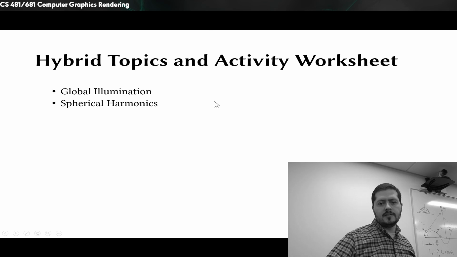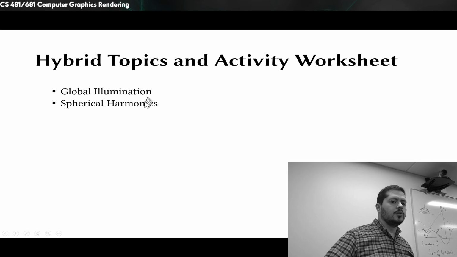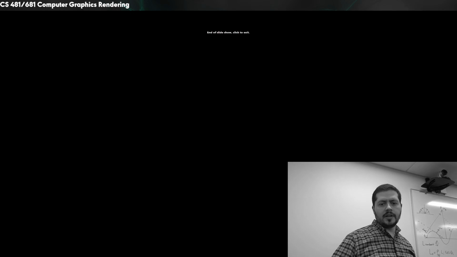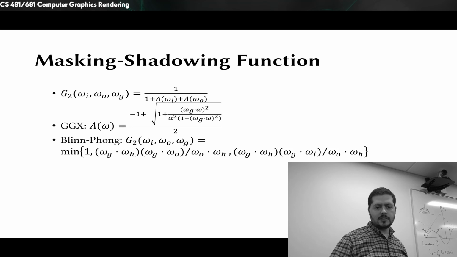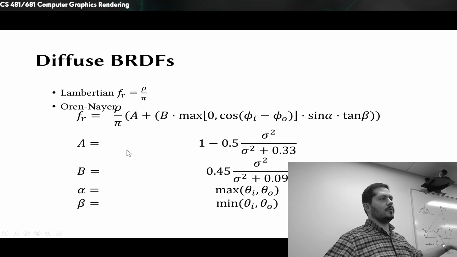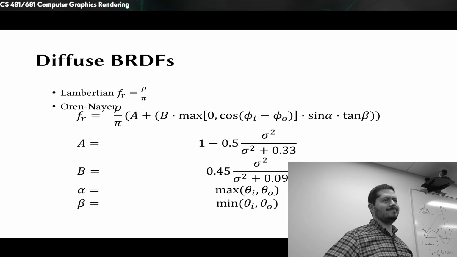Okay, and then for the hybrid topics, on Thursday I'm going to do a video on global illumination and one on spherical harmonics. We'll see if I get to the spherical harmonics one, but we'll be trying to talk about two of those concepts there. Okay, so let's bring this up. We're going to talk about the shiny stuff next week. We're going to talk about all the dull stuff today.